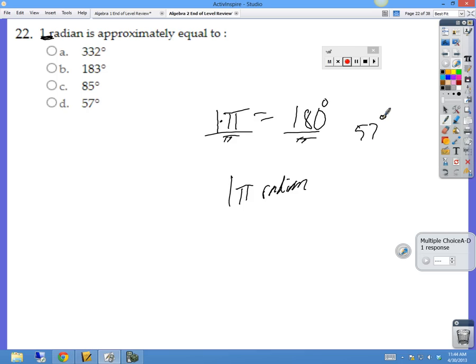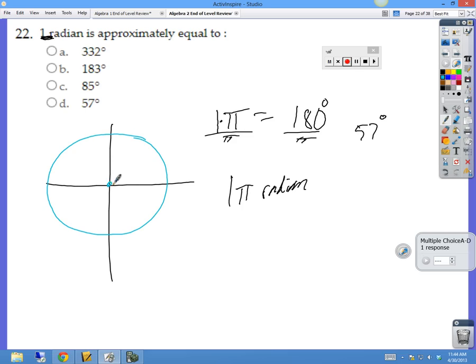So here's what this means. A 57-degree angle comes from a unit circle. If your circle has a radius of 1, and that's a 57 degree angle, then this distance right here on the circumference from here to here, this arc length, is also 1. So the arc length is just 1.